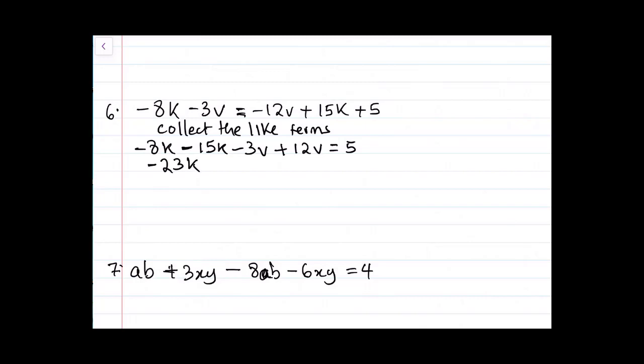Then in the next one, minus 3v plus 12v will be like we are owing 3 and we have 12. So if we pay the 3 and then we have our 12 left, we're going to be left with 9. So that will give us 9v equals to 5. So that is the answer to this equation.